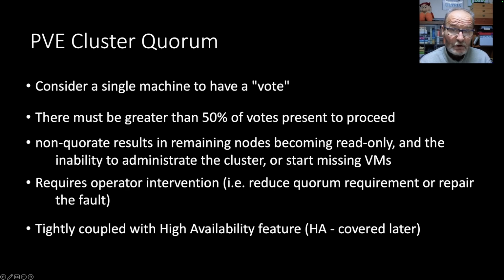In other words, you become an additional vote. You become the casting vote. You look at the situation and say, oh, I see what the problem is. And then you either fix the problem, or if that's going to take a long time, you can actually change the quorum requirement on the remaining nodes so that they could actually start up the failed virtual machines and they could continue to run. And then when you fix the problem and the 2 failed nodes rejoin the cluster, they would be brought up to date and the virtual machines would fail back again.